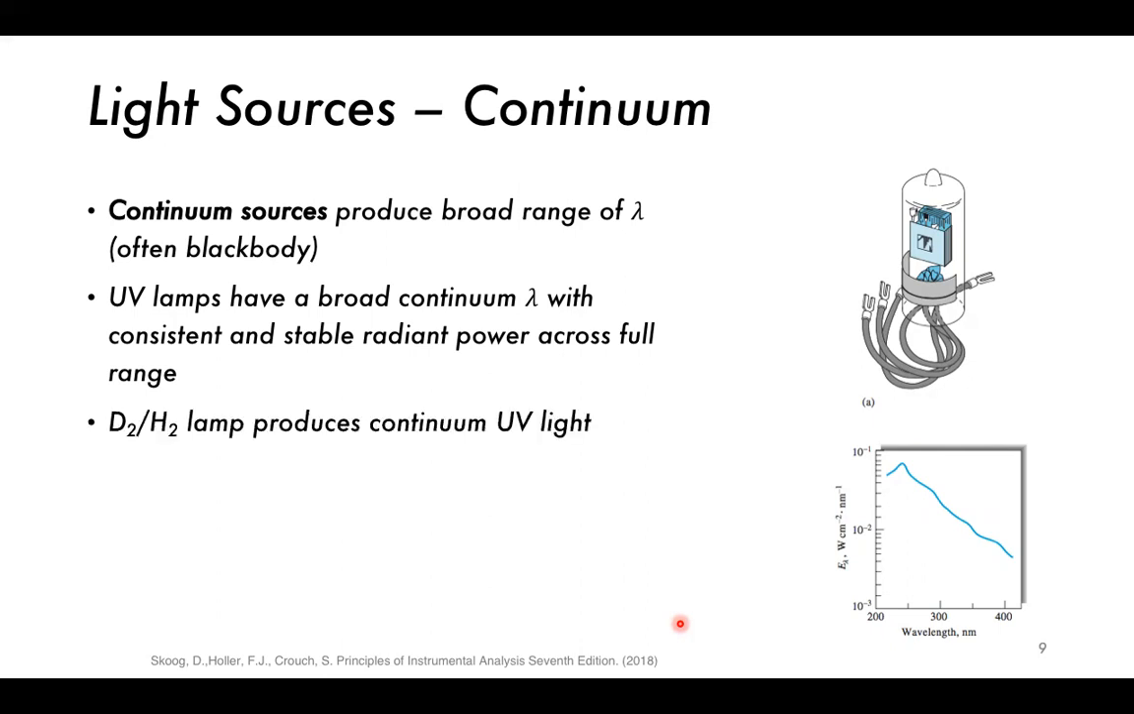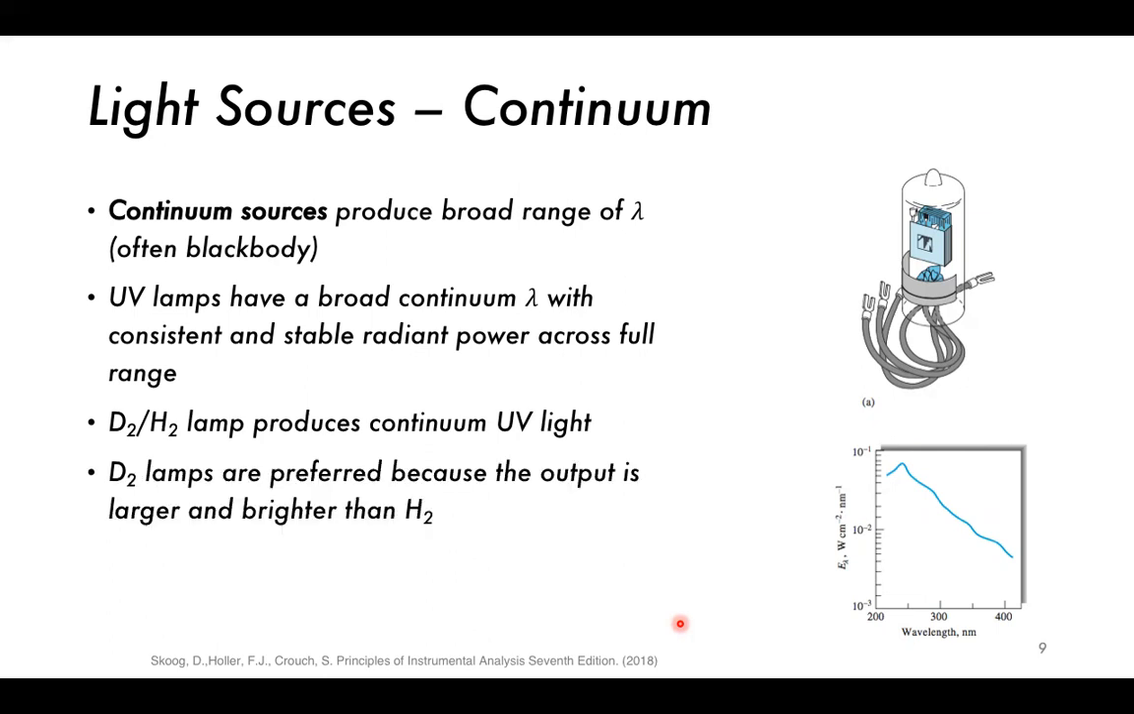So for example, as I said, deuterium and hydrogen lamps produce continuum UV light, and so they're typically made use of, but D2 lamps are preferred because the output is larger and brighter than the H2 lamps, the hydrogen lamps. So this is what one of those light bulbs looks like. You don't really need to remember what it looks like, it's just what it looks like out of the textbook. And then this is the spectrum for those H2 D2 lamps.